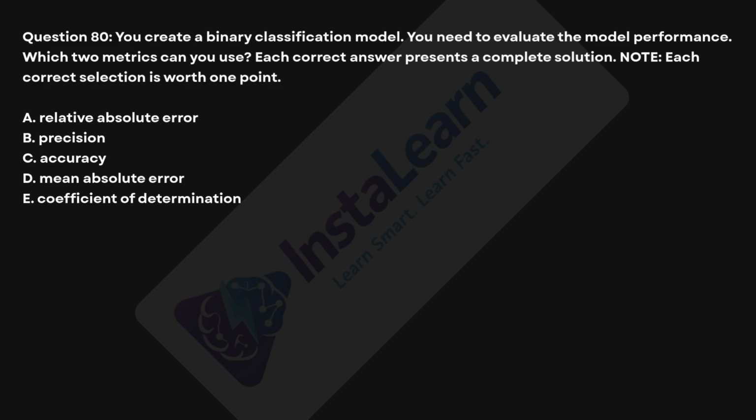Question 80. You create a binary classification model. You need to evaluate the model performance. Which two metrics can you use? Each correct answer presents a complete solution. Note: each correct selection is worth 1 point. A. Relative absolute error. B. Precision. C. Accuracy. D. Mean absolute error. E. Coefficient of determination.